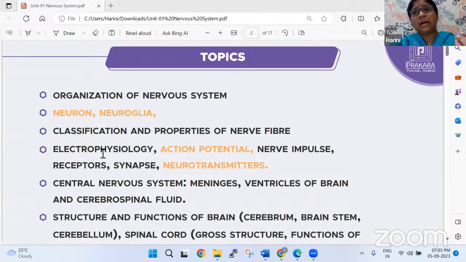After learning the external physiology of how the nervous system is organized, or the structure of these nerves, we then understand internally how neurons transmit information from one neuron to the other neuron, and how it becomes functional. That is what we call electrophysiology, action potential, nerve impulse. All these are the major internal parts involved in a nerve impulse.